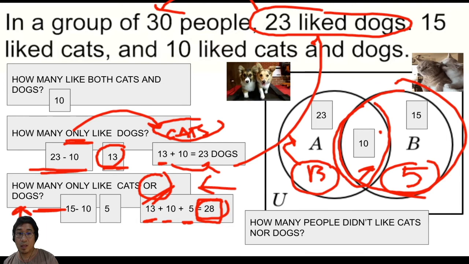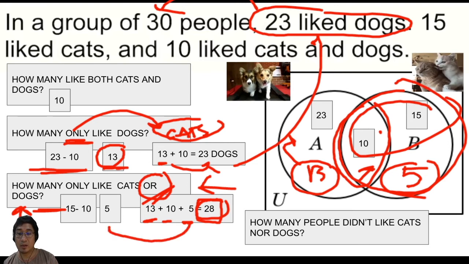Tapos 15 minus 10, ito yung kanina ng only cats na equation na ginawa natin, ang lalabas sagot natin is 5. Doon nakuha yung 13 plus 10 plus 5. Ang sagot natin is 28.